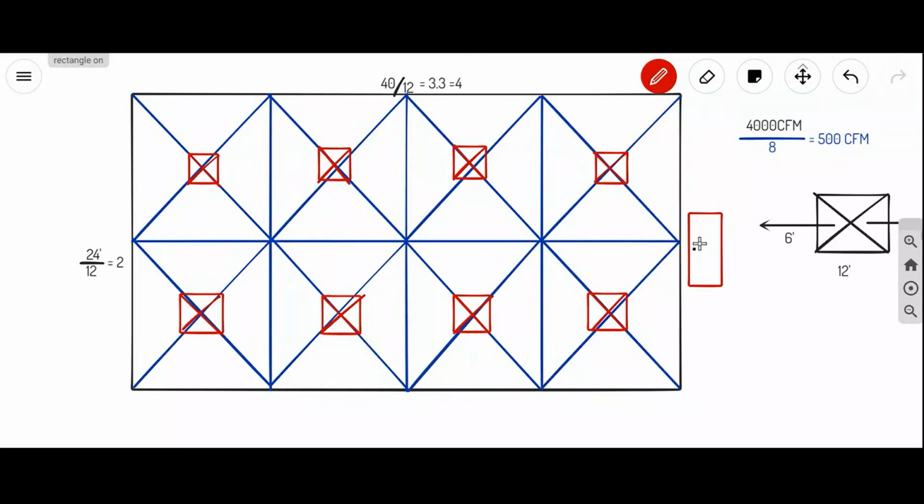So this is the machine. Imagine the machine is above, but I am placing it here. From the machine, I'll draw the line. I'll connect all the diffusers. Basically, it's a duct, a single line. So this process is called single line drawing.